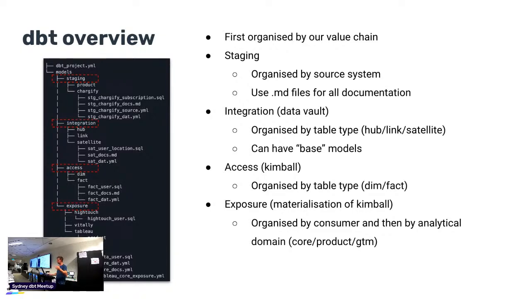And then from there, we organize by domain. So we have core models that are relevant for all of our domains. And then we have specific domain areas like product or go-to-market or something like that. And that keeps it very clean.